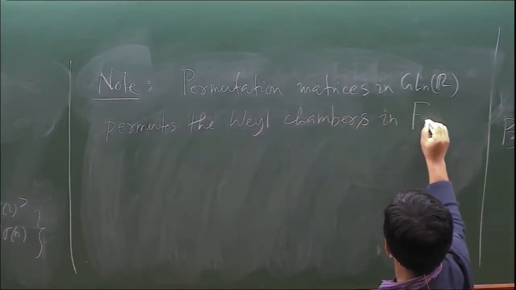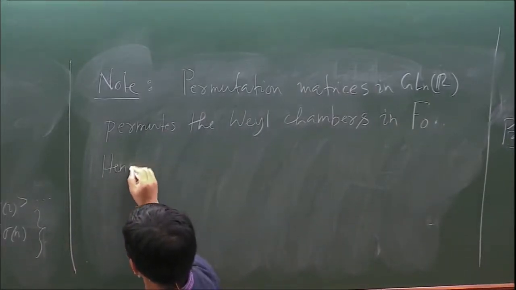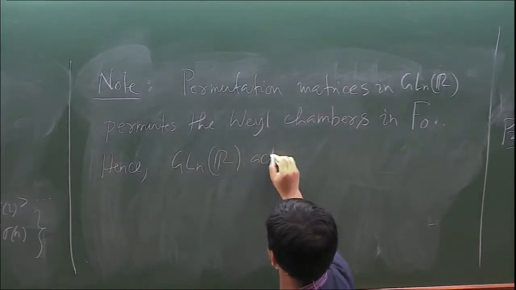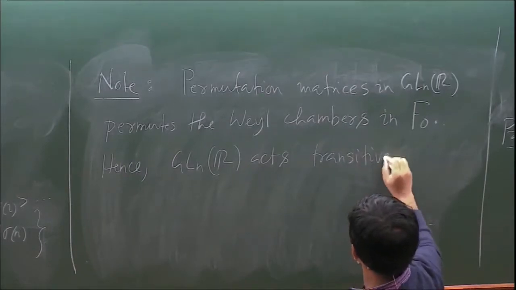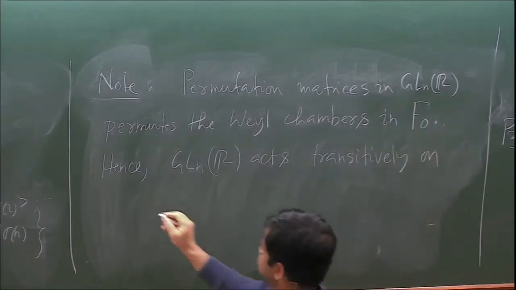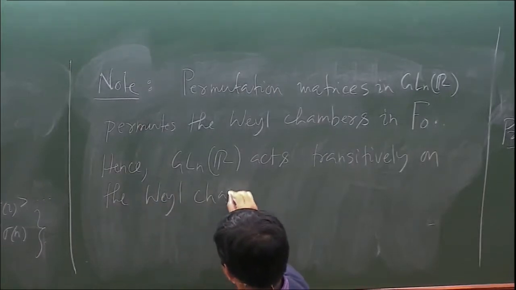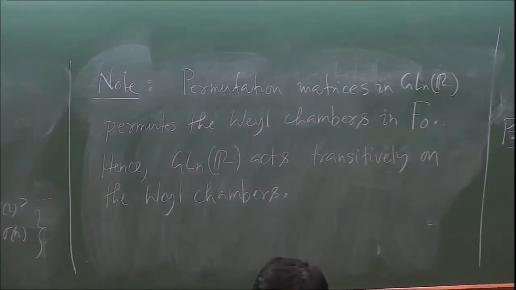In F0. So this proves that GL_n(R) acts transitively on the Weyl chambers. So this is something that will be useful later. Yeah, most of these things I am just leaving as small exercises, because I don't have enough time to prove all this.